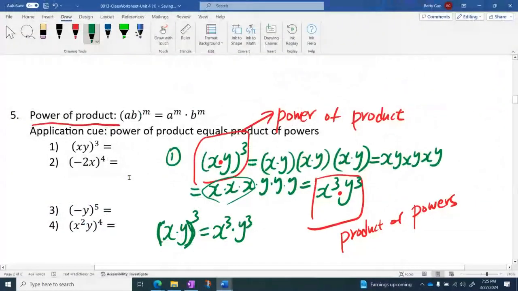So that is a rule. I do not call the thing a rule, I call that a formula. It's called the power of a product, and the application cue is power of a product equals product of powers. Let me know if what I have explained so far regarding this formula is clear enough. And then we're going to go apply it.